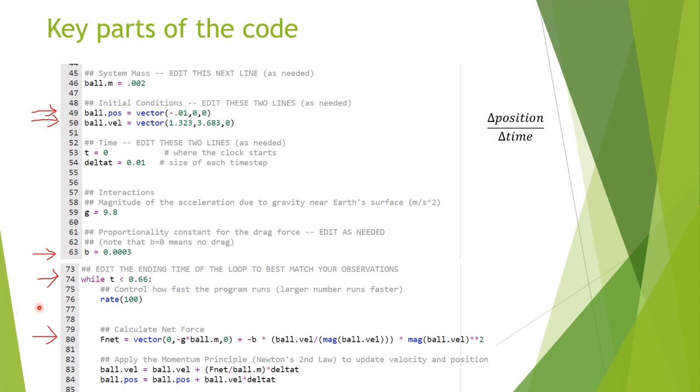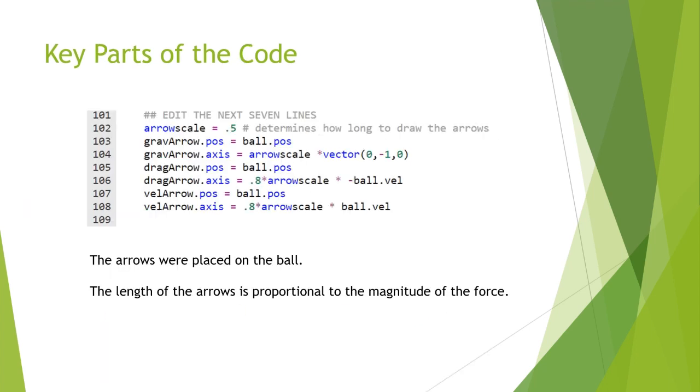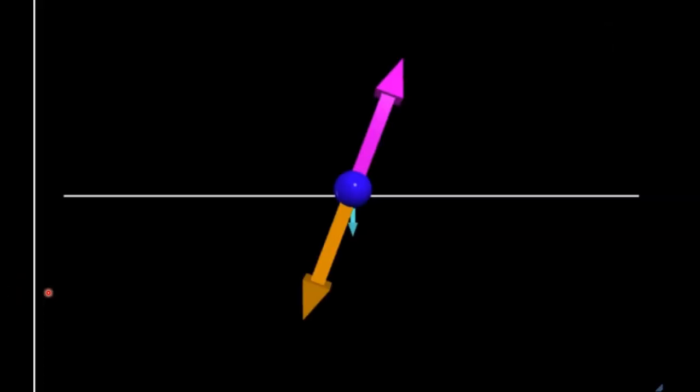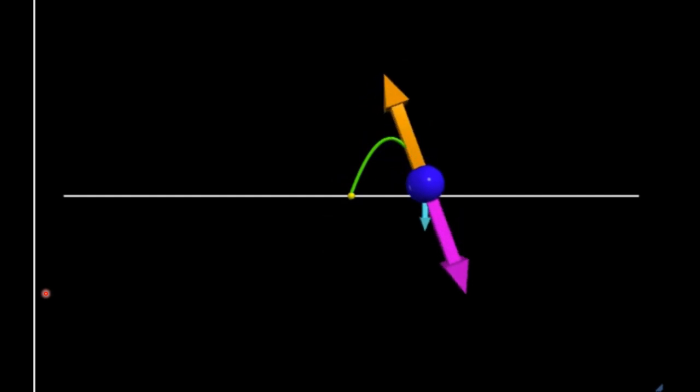And for the net force, that was the force of gravity, negative g times m, and I added the force of drag, negative b, times the direction of the velocity times the magnitude of the velocity squared. Also in the code, I created some arrows that follow the ball throughout the model. They were placed on the ball, and the length of the arrows was proportional to the magnitude of the force, which you can see in this video here. The arrows are proportional, and that's the trajectory that's very similar to the model found in Tracker.